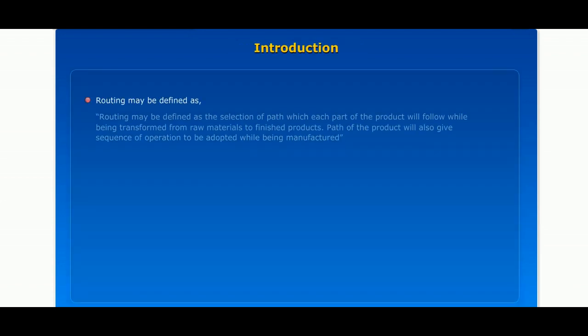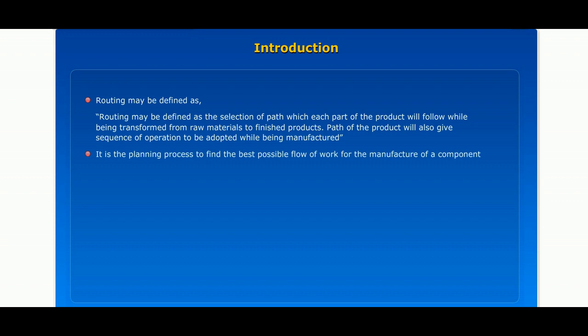Introduction. Routing may be defined as the selection of path which each part of the product will follow while being transformed from raw materials to finished products. Path of the product will also give sequence of operation to be adopted while being manufactured. It is the planning process to find the best possible flow of work for the manufacture of a component.